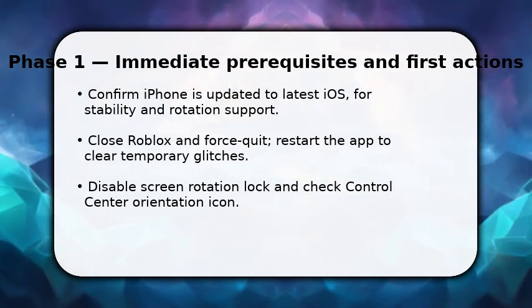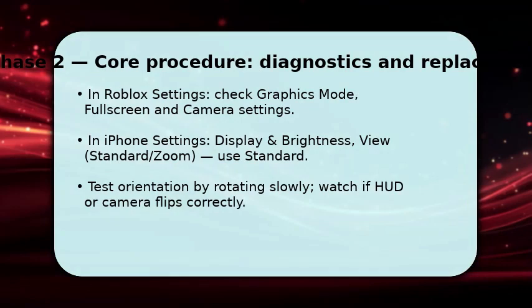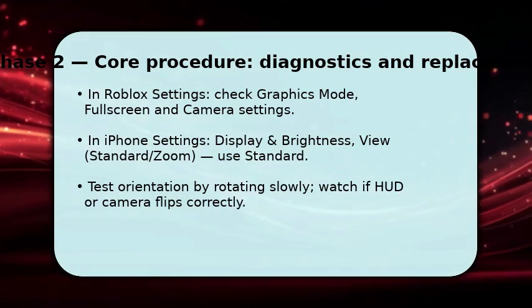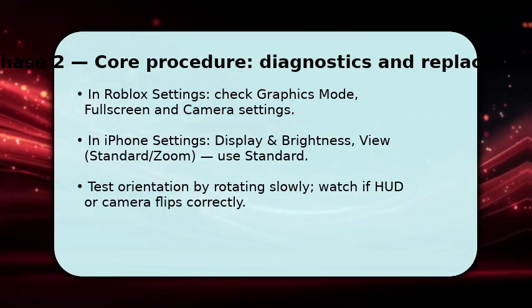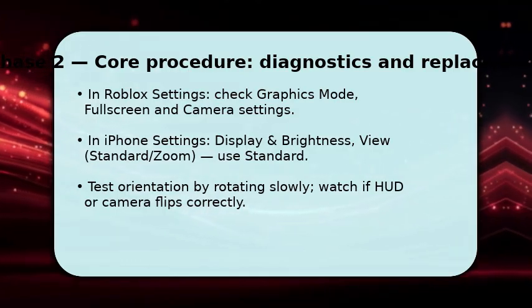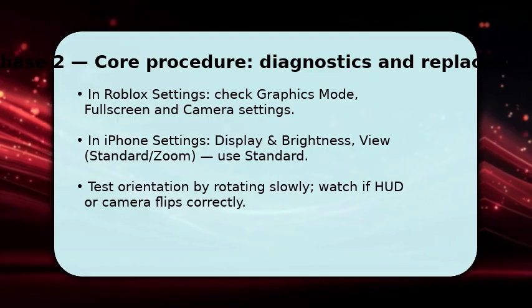Now you'll dive into Roblox and iPhone settings to fix portrait behavior. Inside a Roblox game, open settings and set graphics mode to automatic or lower if lag causes orientation lock. Disable any forced full screen toggle.